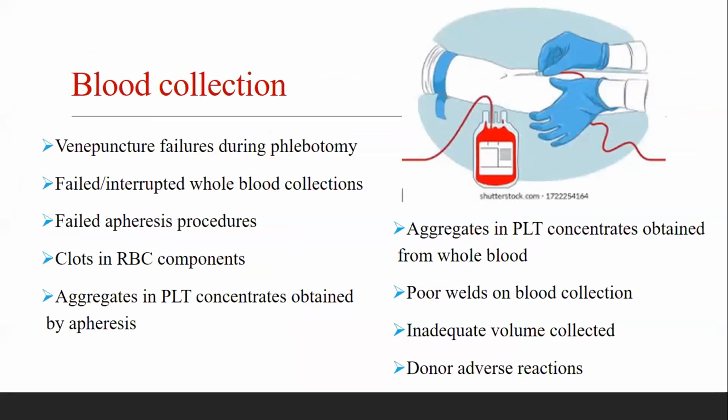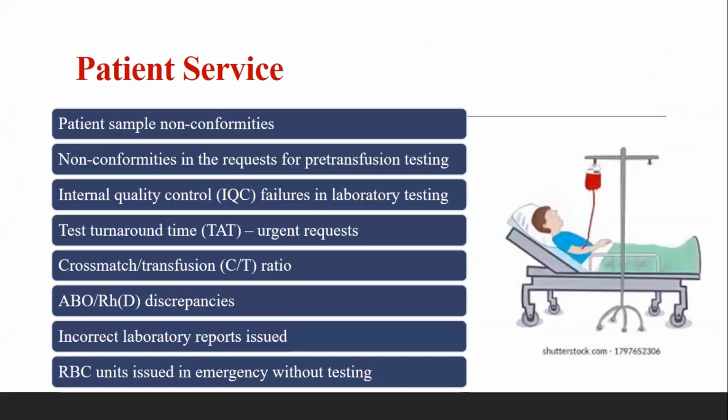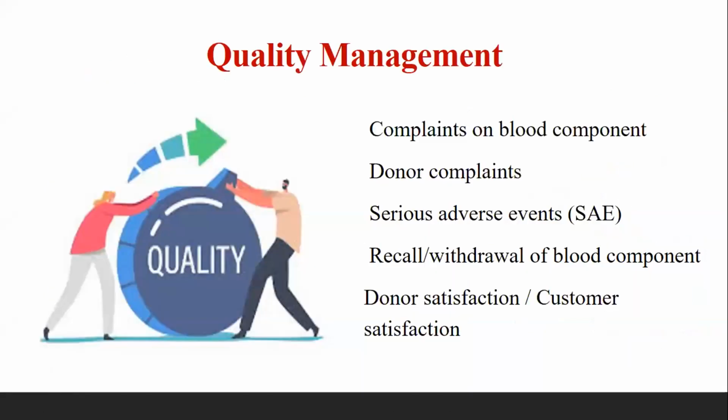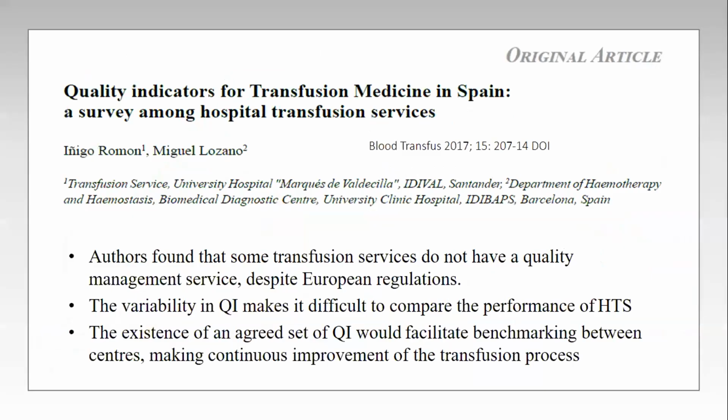With respect to blood collection, we can monitor venipuncture failure rate, failed apheresis procedures, or some deviations like adverse donor reactions, clots, and poor welding. Coming to the patient services, the wrong blood in tube, the turnaround time, the CT ratio, the ABO discrepancies that we have, or the RBC units issued in emergency settings can be monitored. And finally, with regard to quality management, we can have the donor complaints or the feedback from the patients, the recall or withdrawal of blood components once issued, and even the donor satisfaction rate can be monitored.